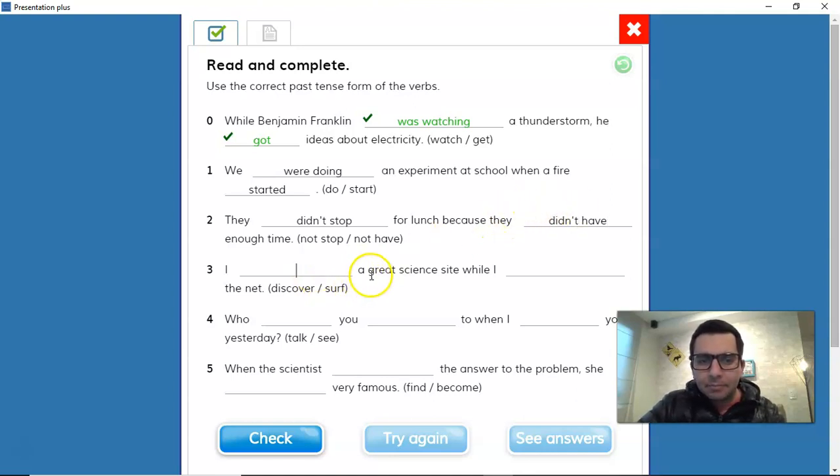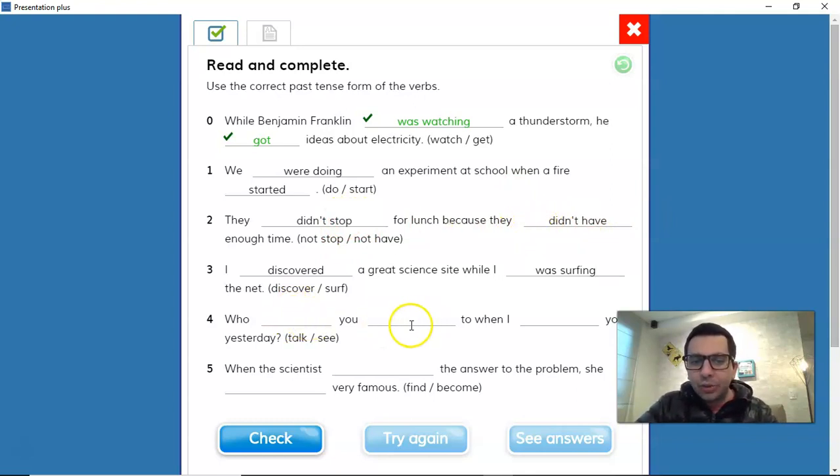Number 3, I blank a great science site while I blank the net. I discovered a great science site while I was surfing, the longer action. And then you may ask me, why don't we have past continuous in number 2? Well, because we don't have one longer action and a shorter action, okay? Here, just simple past and simple past.